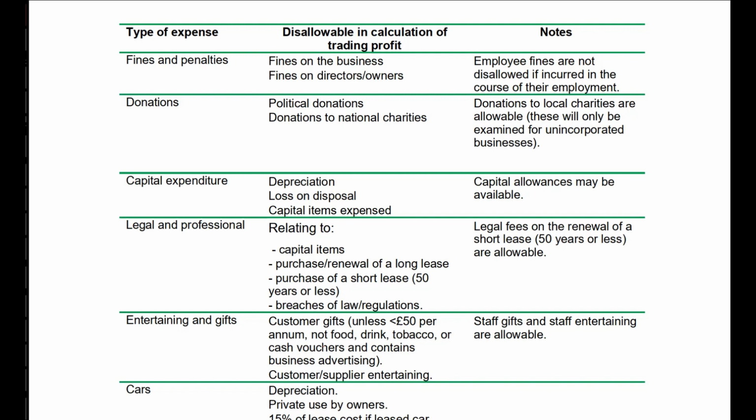So if the employee was sent on an errand, and as part of that errand they get a parking ticket, for example, or even a speeding fine, and the employer pays it for them because they got the fine while they were doing their job, then that is actually allowable and can just be included in expenses as normal. If it is a fine on the business or a fine on the director or owner of the business, it is disallowed. You can imagine that HMRC are not too keen on giving tax relief for fines and penalties. So that's why we disallow it.